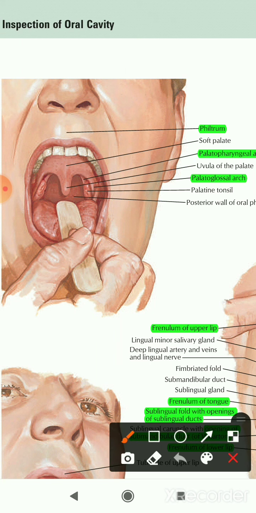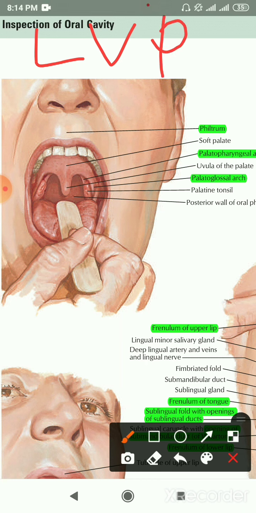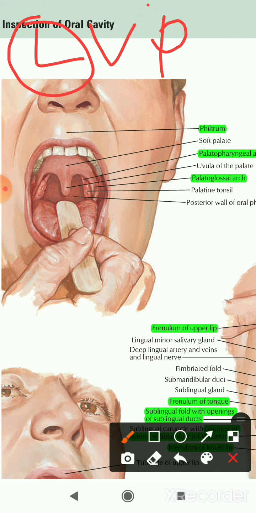So at first, the first palatine muscle is the levator veli palatini muscle. Levator means it will elevate the palate. So levator veli palatini, its action is to elevate the soft palate and close the pharyngeal isthmus.